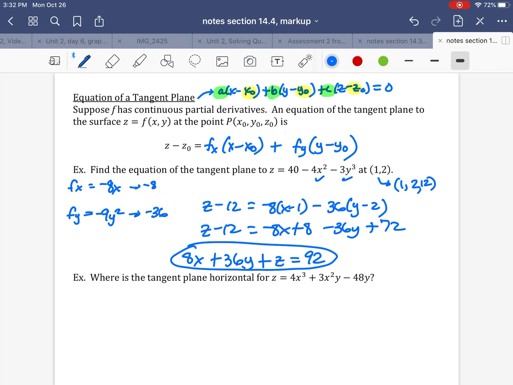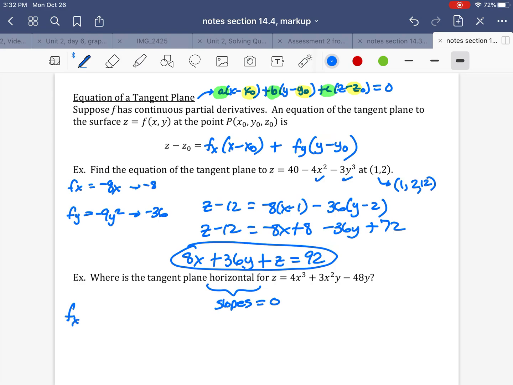Okay? All right. So this next question says, where is the tangent plane horizontal? Remember you get that question in calculus last year sometimes, like, where is the equation of the tangent line a horizontal line? Or, when is the slope equal to 0? So the tangent plane is going to be horizontal when the slopes of your derivatives are 0. In this case, we have two of them to deal with. Both fx and fy have to be 0.